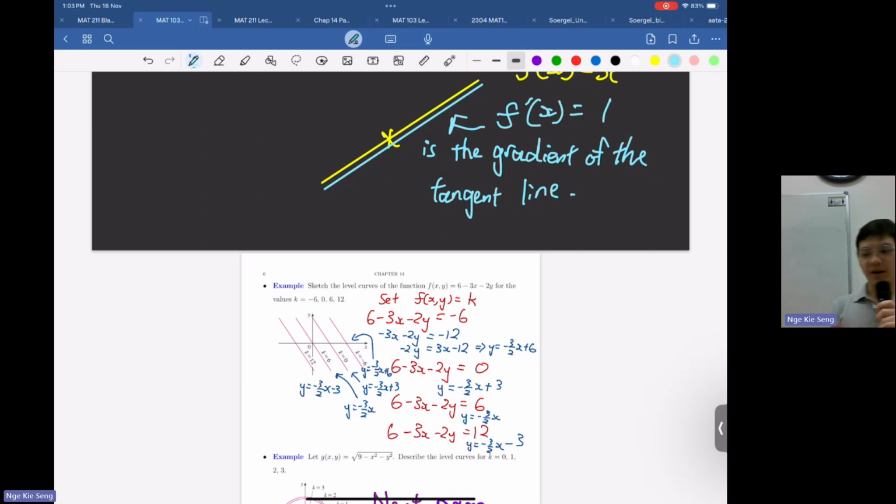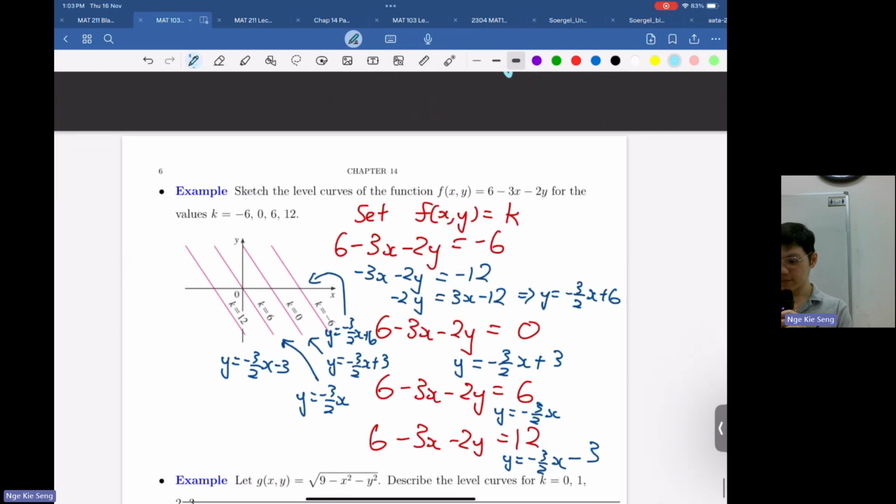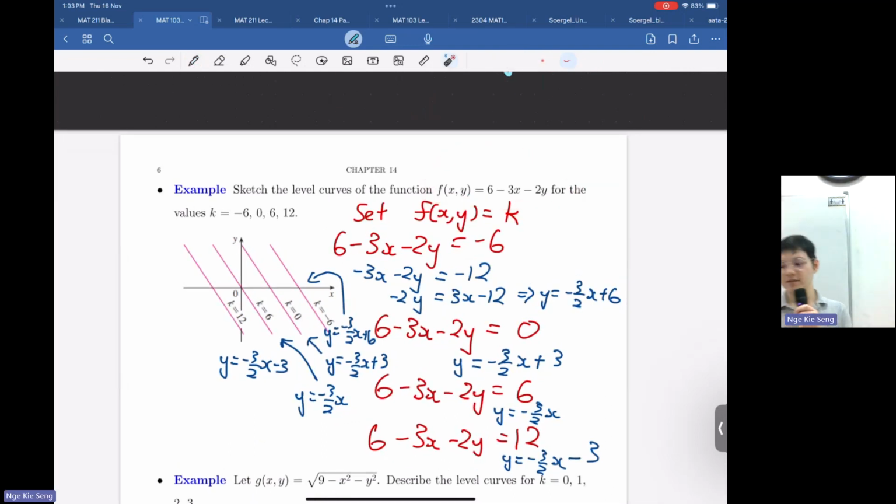So let's take an example of a plane: z equals 6 minus 3x minus 2y. How do we decide this is a plane? Do you still remember? We look at the level curves. We cut the surface using the xy plane at every level, and see what happens. At level k equals -6, you have a straight line. k equals 0, a straight line. k equals 6, a straight line. k equals 12, a straight line.